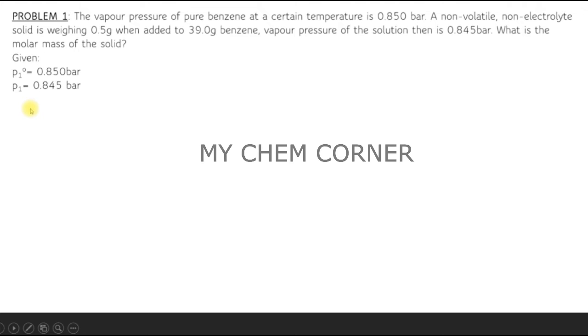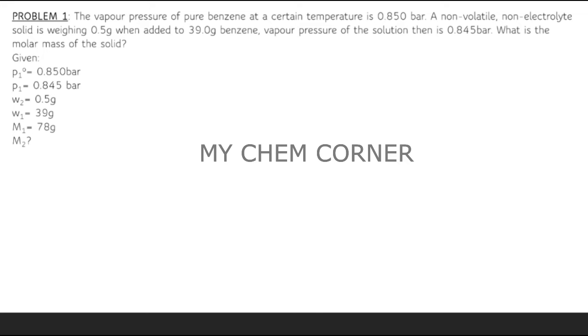That is given here. Now, W2, which is for the solute, is given as 0.5. W1 is for the solvent, given as 39 grams here. M1 is given to us as 78 grams because M1 is for benzene. We all know that the molar mass of benzene is 78. If you don't know that by heart, you can always calculate it. What is asked for us to calculate is the molar mass of the solid, which means for the solute.